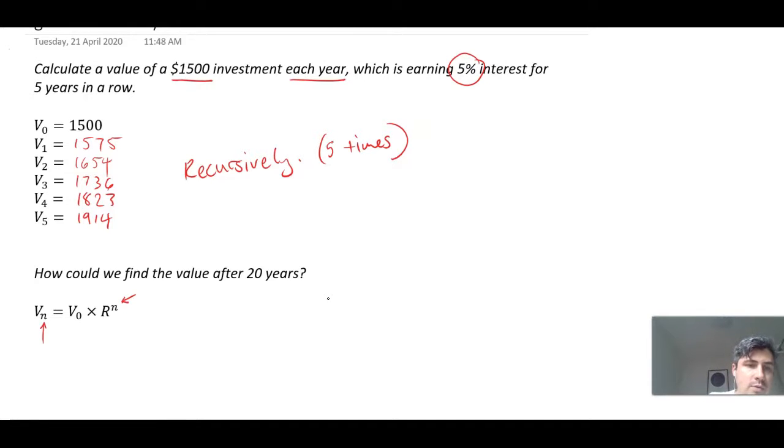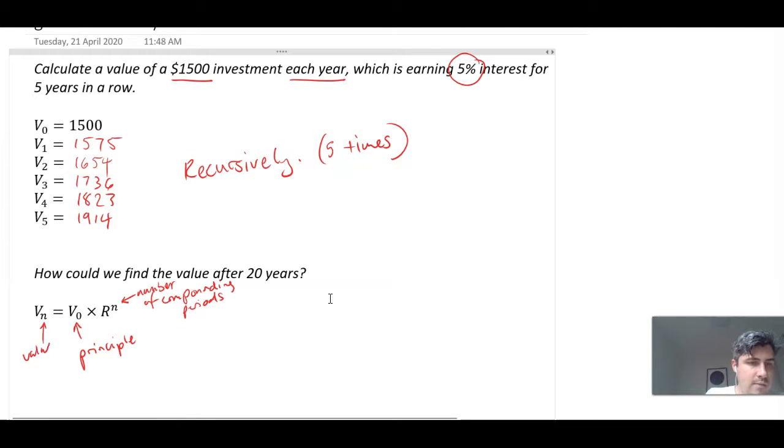So you get the original value. This is the original value, or we're going to call it the principal. This is the number of compounding periods, and this is the value after n periods.